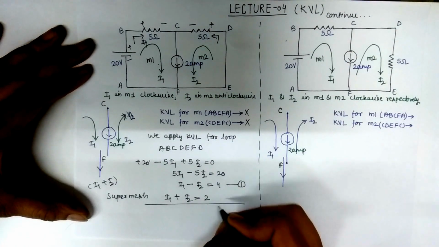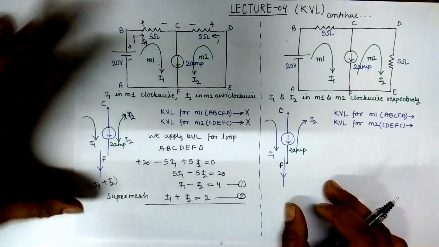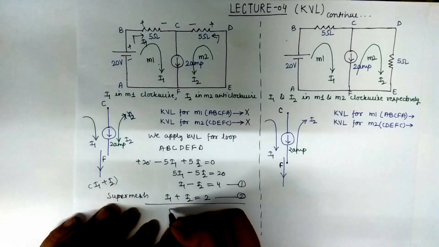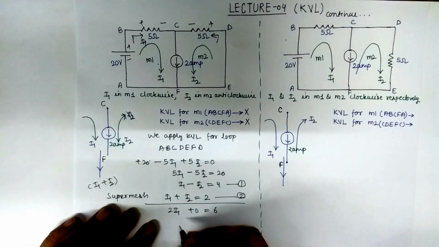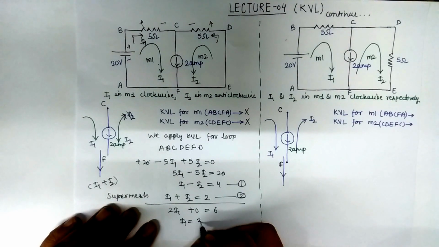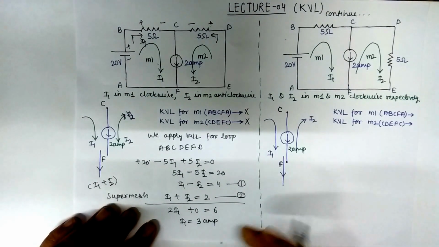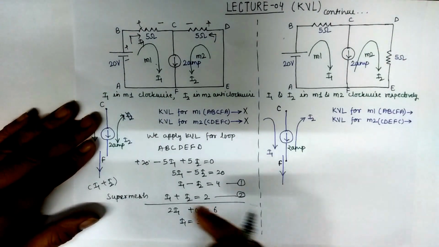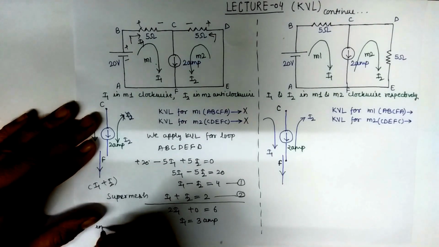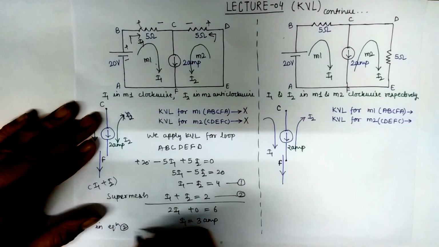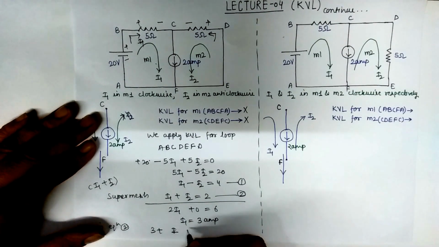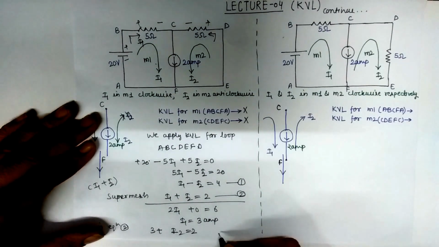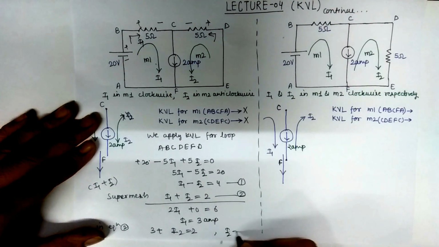So solve this by adding these two equations. Now, 2I1 plus 0 is equal to 6. So I1 is equal to 3 ampere. Put the I1 value in equation number 2 again. It would be 3 plus I2 is equal to 2 and I2 is equal to minus 1 ampere.